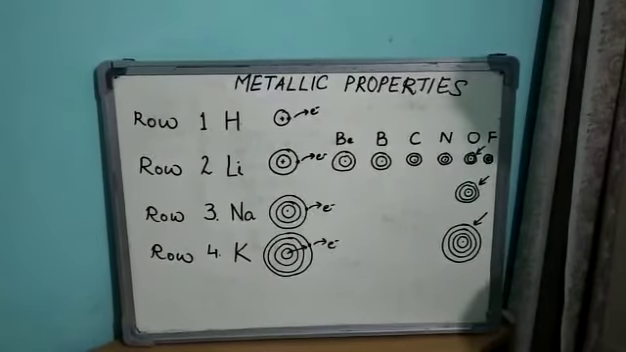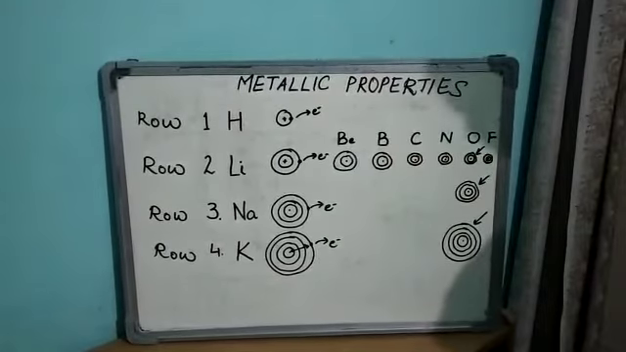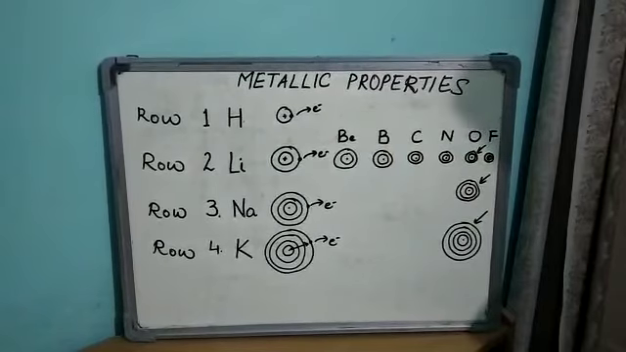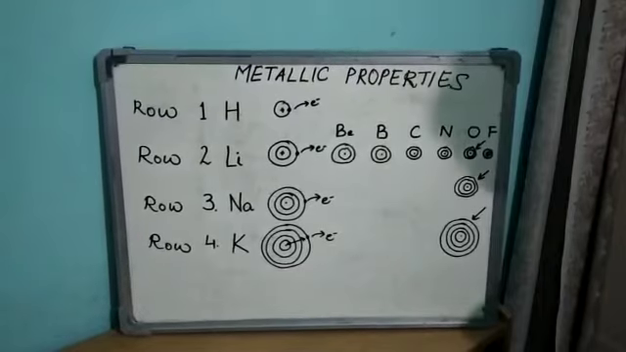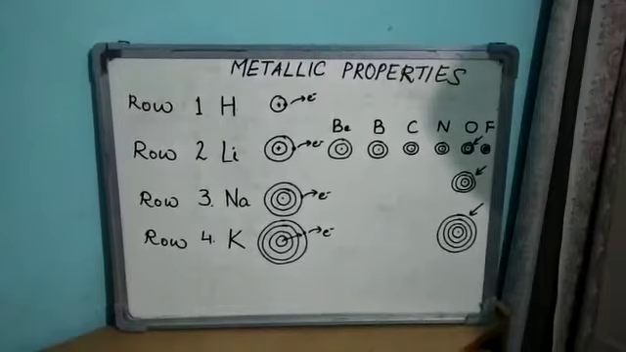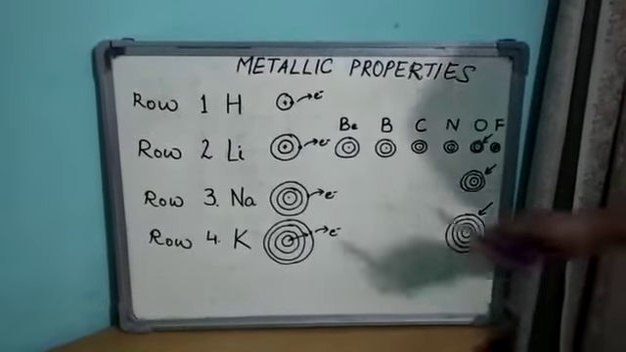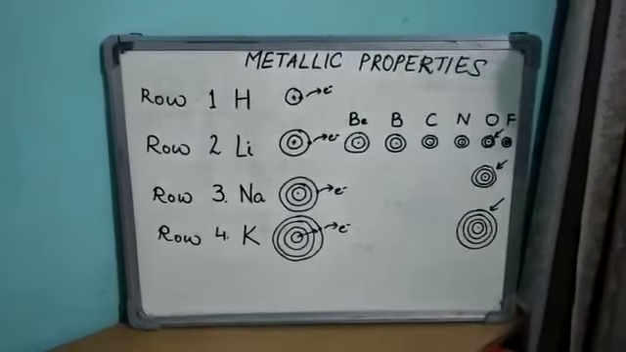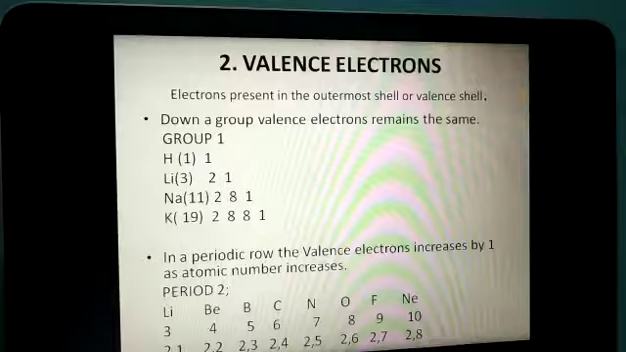We can see that hydrogen has 1 shell, lithium has 2 energy shells, while sodium has 3 energy shells and potassium has 4 energy shells. So the number of energy shells increases down a group, therefore the atomic size is increasing. While moving in a row, the number of shells remains the same while the effective nuclear charge is increasing, resulting in the decrease in size of the atom.